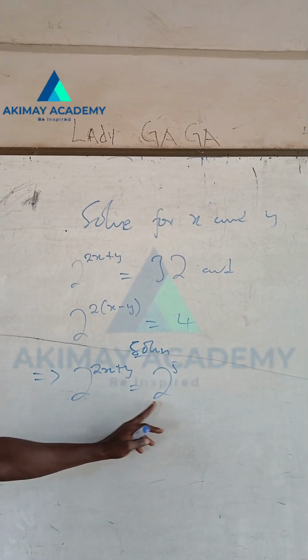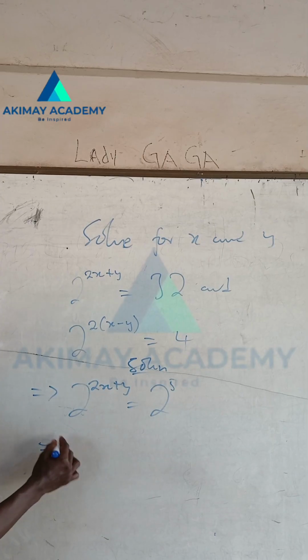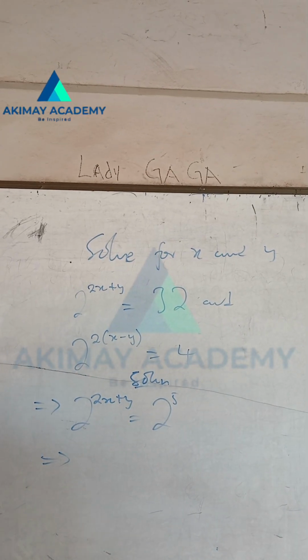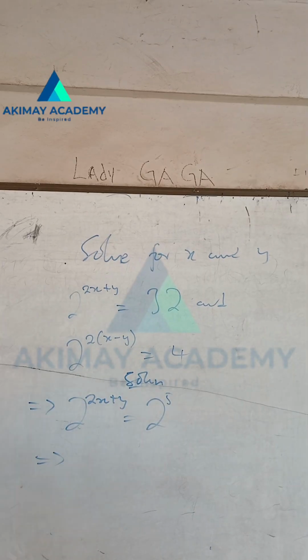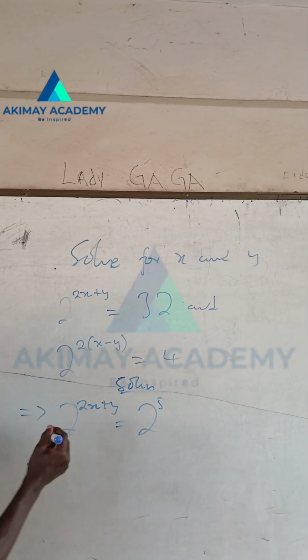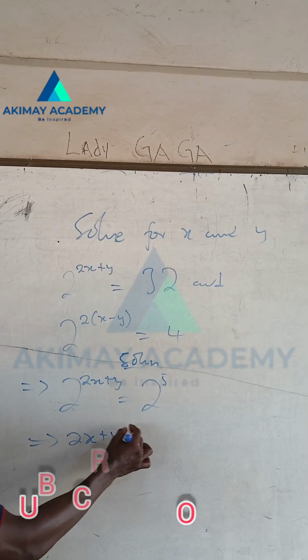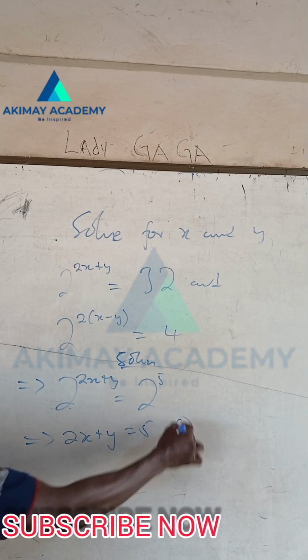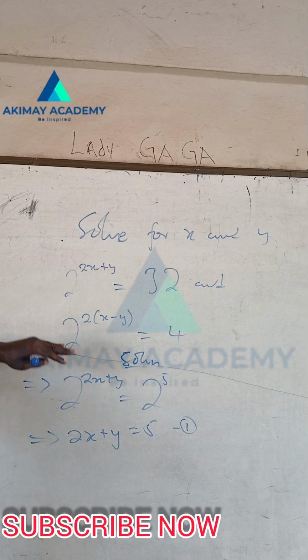Now we can see that the bases are equal, so we can equate the exponents. Because the law says that when the bases are equal, the exponents are also equal. So we have x plus y equals 5, equation 1. This is our first simplification for the first part. Let's look at the second part.